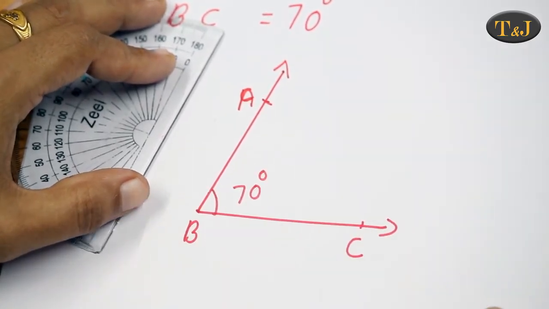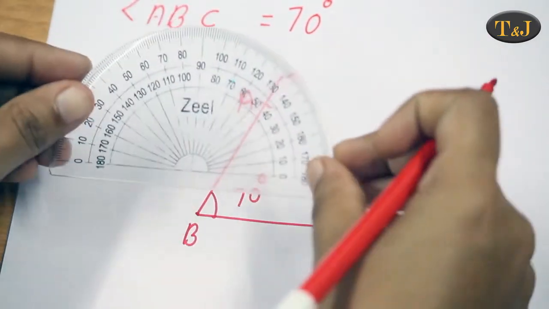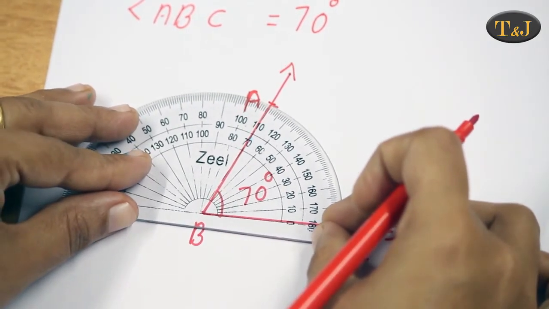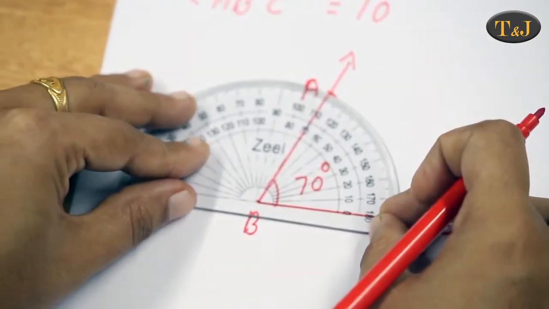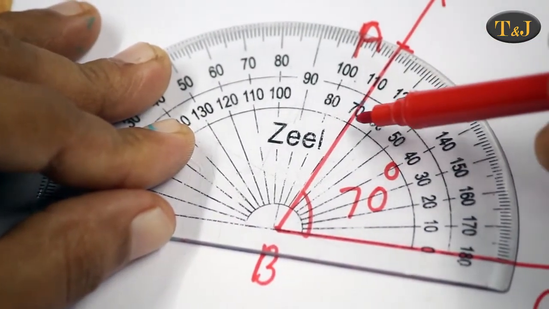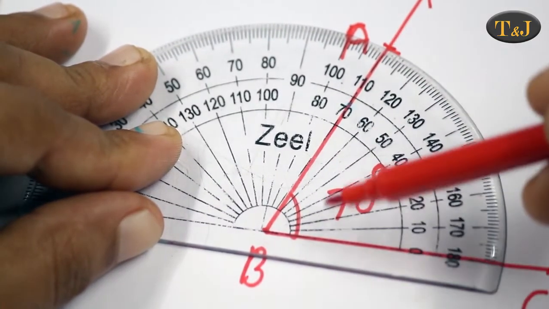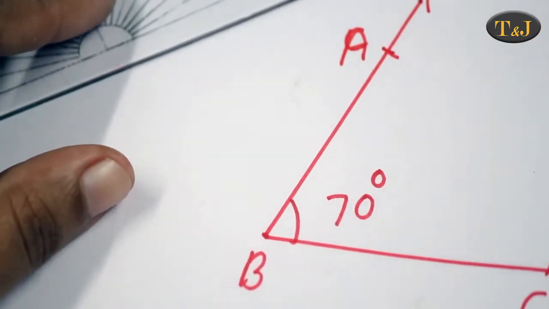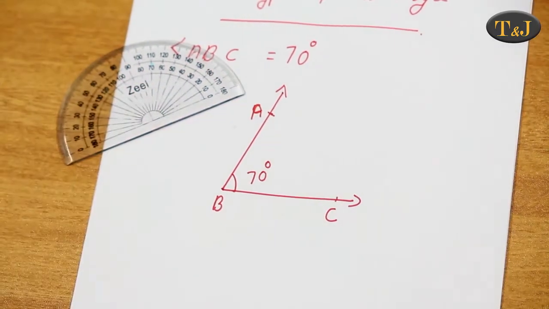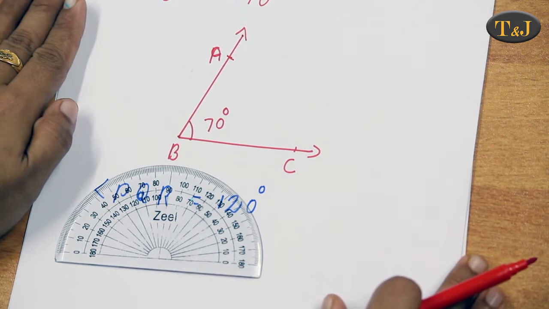Okay, first we draw a baseline. We place the protractor using the center of the baseline from the starting point of B. Here is our starting point of B. Then we want the angle as 70 degree. Considering the inner scale, there is 70 degree. Just point at 70 degree and join the 2 rays. So we get angle ABC equal 70 degree.